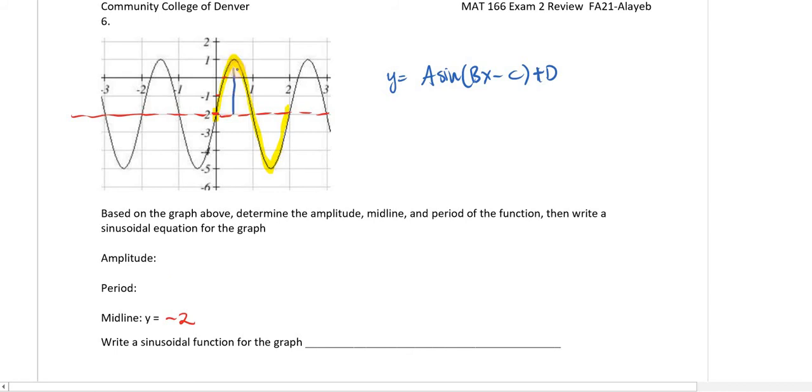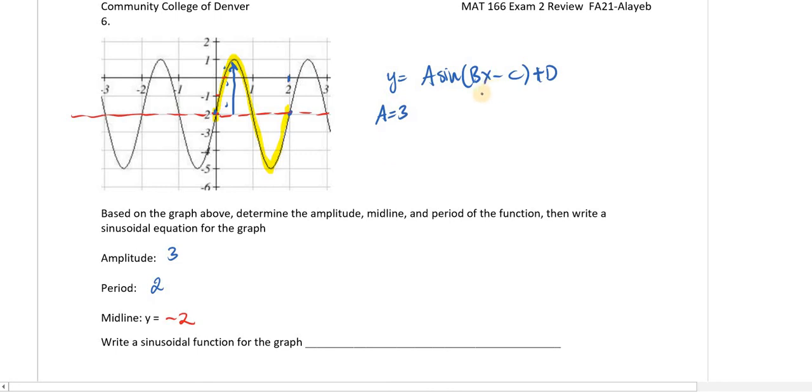The amplitude is 1, 2, 3 units. So the amplitude is 3. And the period starts from here, ends here. This is 1 period. That means the period is 2. Now, I need A, B, C, D in order to build this equation. A comes from the amplitude, so A is equal to 3.